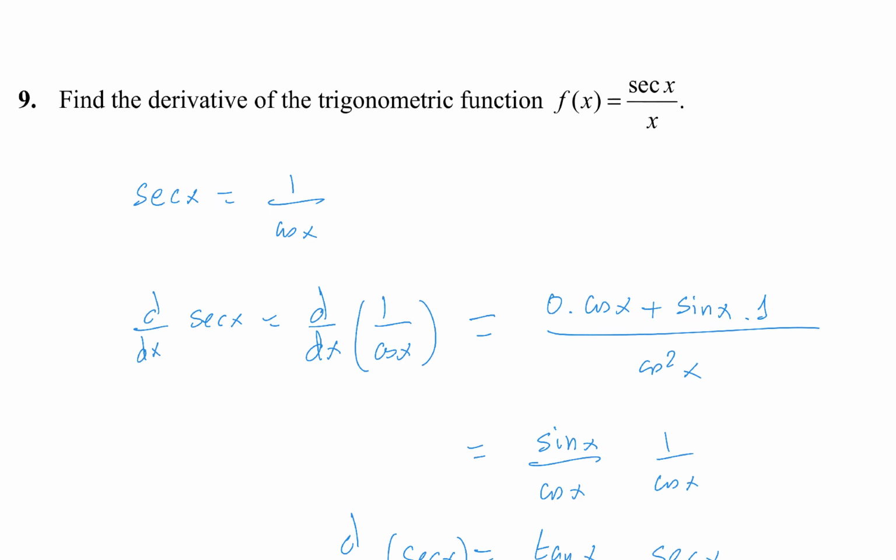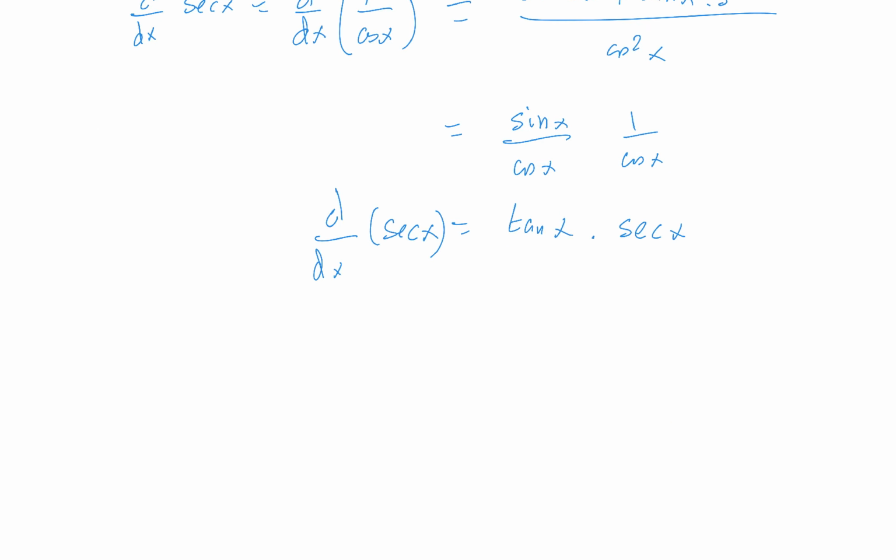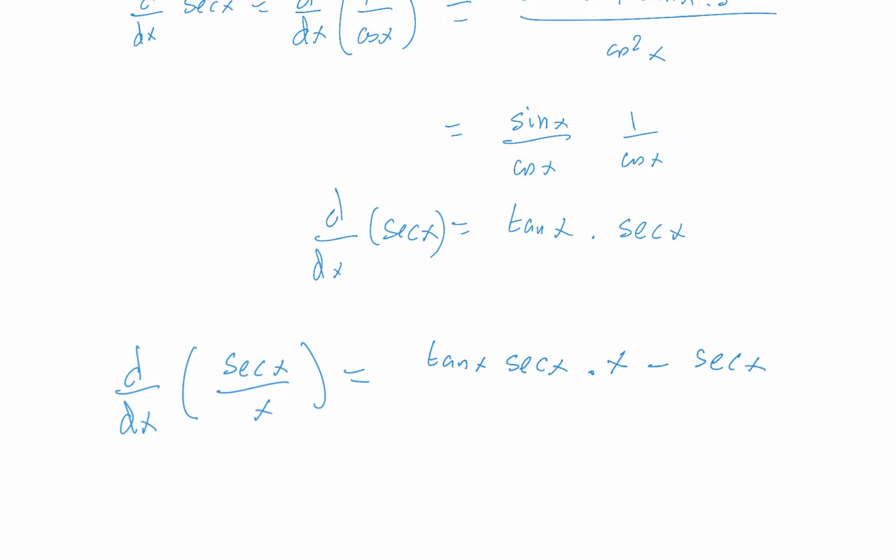Okay, you may remember. So now we have to do the derivative of this function of secant of x divided by x, but we already know that the derivative of secant x is tangent x secant x. So let's do it. The derivative with respect to x of secant x divided by x is the derivative of the numerator, tan x secant x, by the denominator, x, minus the numerator multiplied by the derivative of the denominator, which is 1, divided by the denominator squared, x squared.